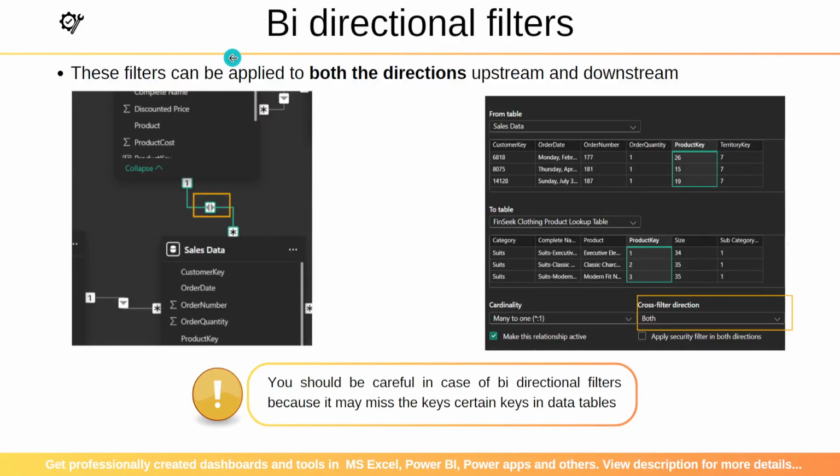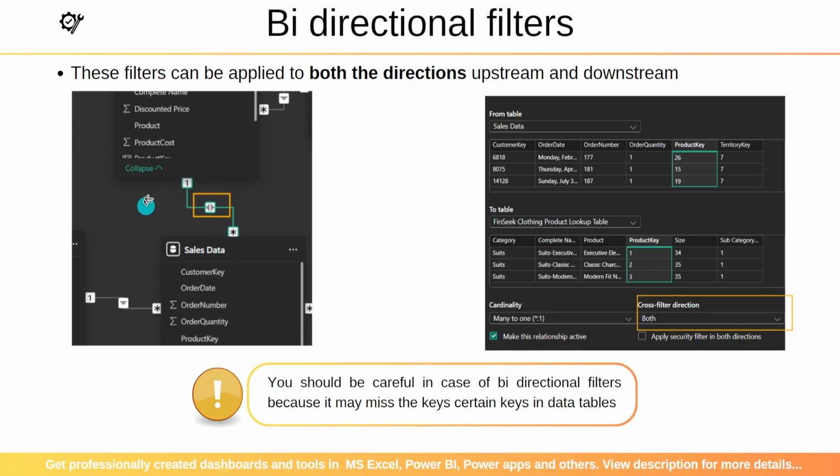Let's understand bidirectional filters in Power BI. Inside Power BI, we can create both direction filters, as you can see from this symbol. These directions can be between the primary key table and the foreign key table, or we can say from the lookup table to the data table, and the data table to the lookup table as well.